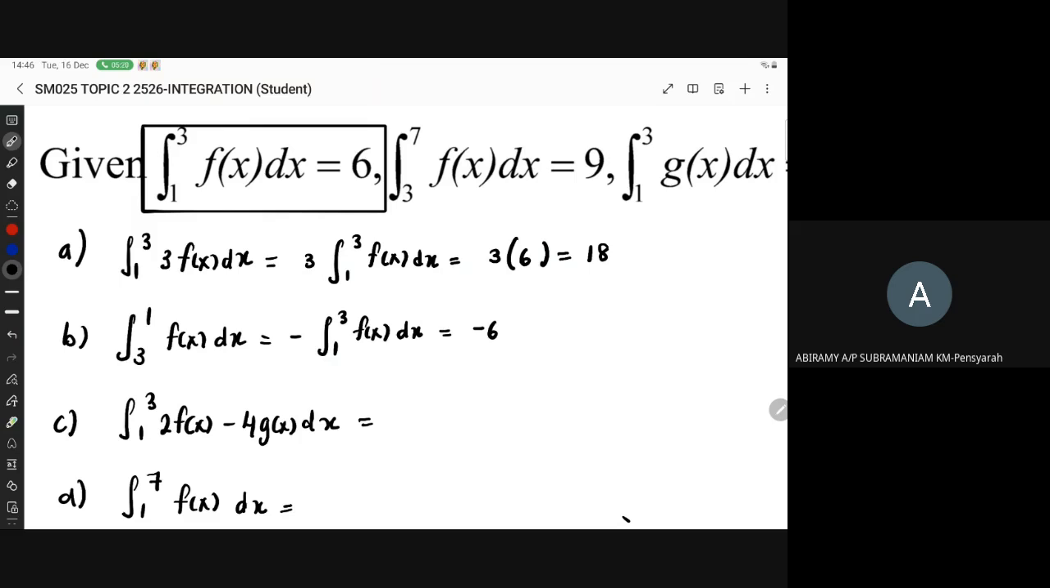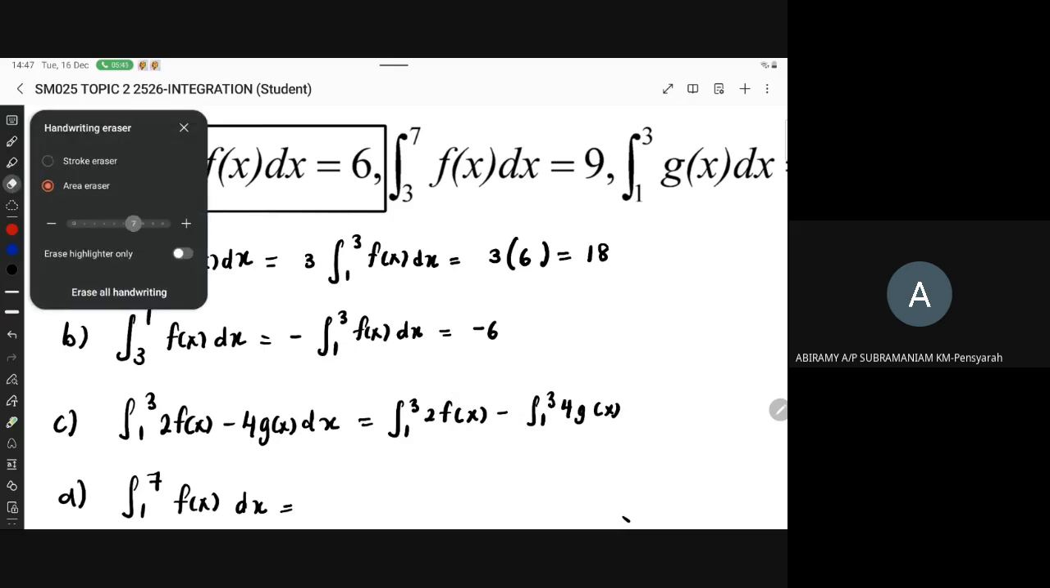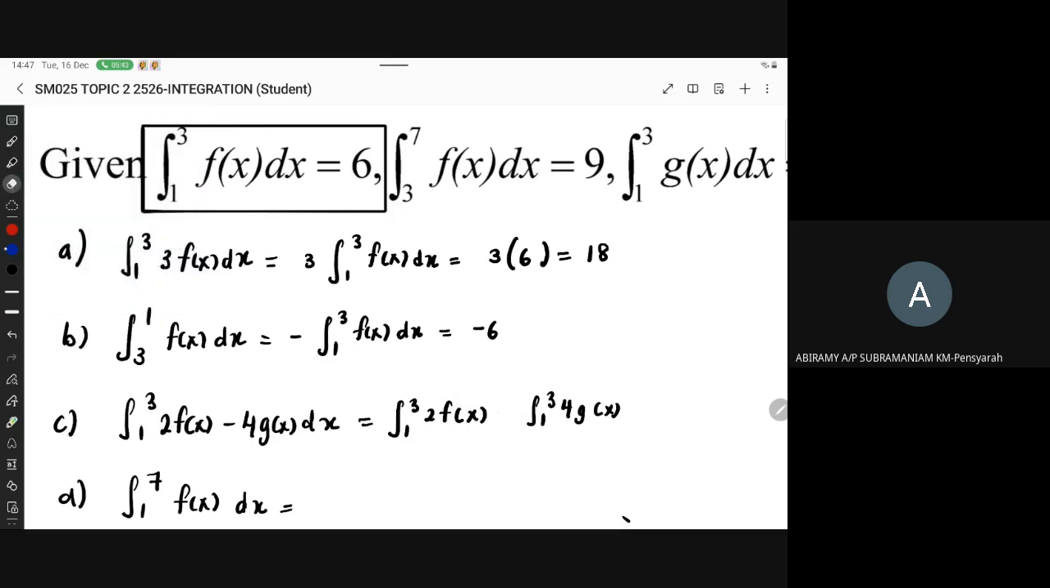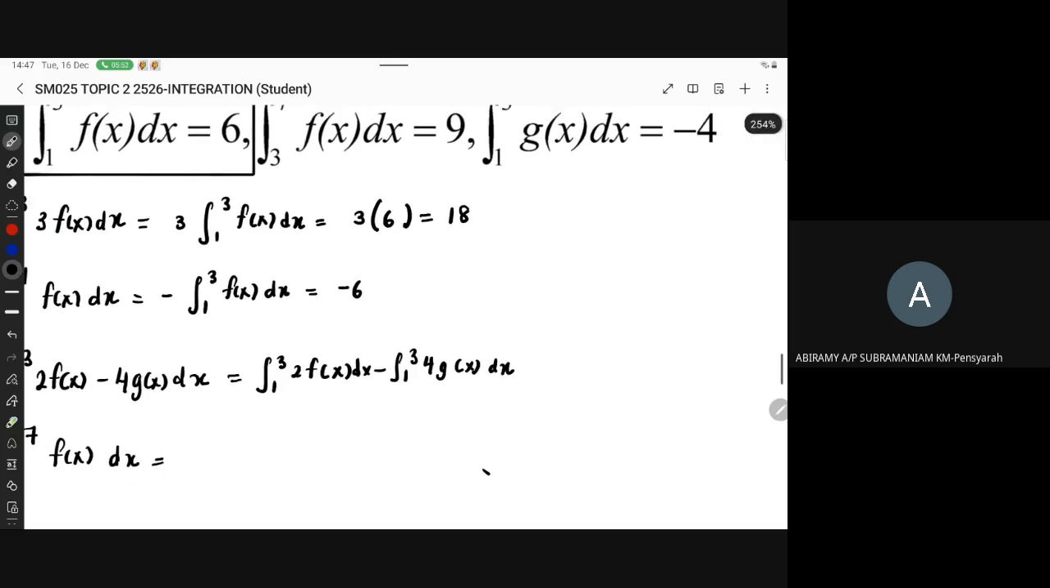Okay, next we are going to see what happens when you integrate from 1 until 3 of 2f(x) minus 4g(x). We are going to use the property: the integral from 1 until 3 of 2f(x) minus the integral from 1 until 3 of 4g(x). So we can separate these two functions. Do not forget to write your dx for both. We're going to start with the first part here. Integrate 1 until 3.